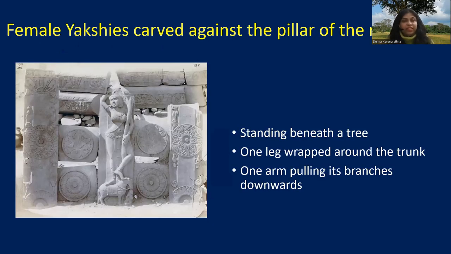We mainly recognize female Yakshi figures carved against the pillar of the railing. There are many such Yakshi figures, and we can recognize different vehicles as well. Here is a horse. At the same time, we can see an elephant, makaras, and many other kinds. When she is depicted with a tree, we can see she's standing beneath the tree, and most commonly one leg is wrapped around the tree trunk, and at the same time one of her arms is pulling the tree branches downwards towards her. So that is the popular application.